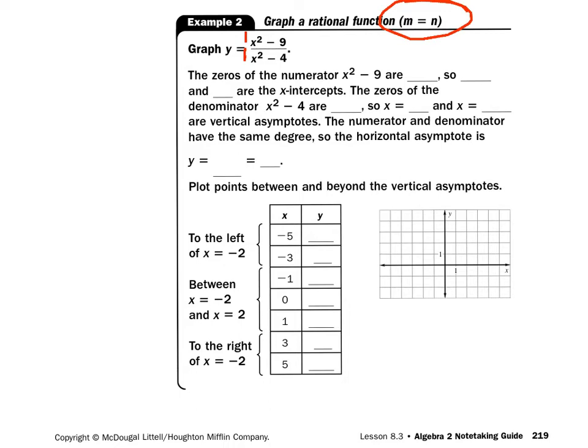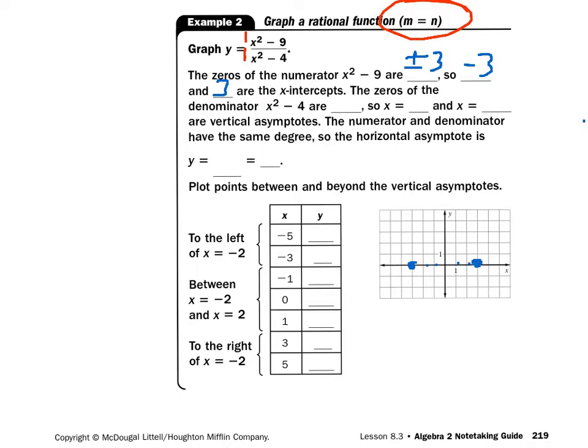So the zeros of this numerator, x squared minus 9, well, what numbers could I put in for x to make the top 0? And hopefully when you read that, you're saying, oh, I know, they're plus and minus 3. 3 squared is 9, and negative 3 squared is 9, so 9 minus 9 is going to be 0. So negative 3 and 3 are those x-intercepts. So 1, 2, 3, I got a dot right there. 1, 2, 3, I got a dot right there.